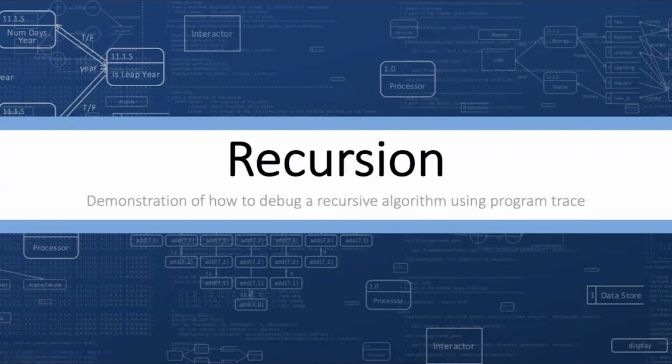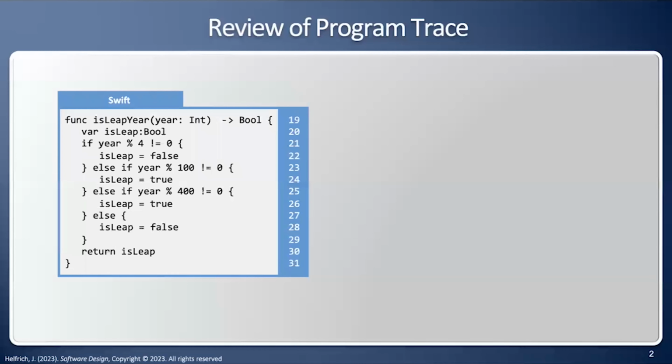Today's video will demonstrate how to verify a recursive algorithm using a program trace. Hello, I'm James Helfrich. Recursive algorithms can be difficult to debug because the function calls itself. One way we can track how this works is something called a program trace. This video will review how a program trace works and demonstrate how to use a program trace to verify a recursive algorithm. First, let's start with a review of a program trace.